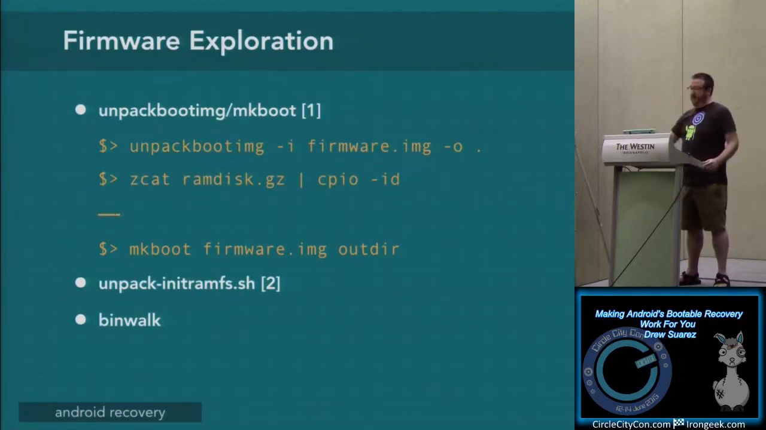Additionally, unpack init ramfs is specifically for the Samsung case I mentioned earlier, where you just have a Z image and you need to pull files out of that. This is a little shell script that does that for you. Failing that, good old binwalk can help you here as well, in conjunction with DD. If you binwalk an image and see where the RAM disk is, you can extract just that from the file. You'll probably have to use a combination of tools depending on the device in question.